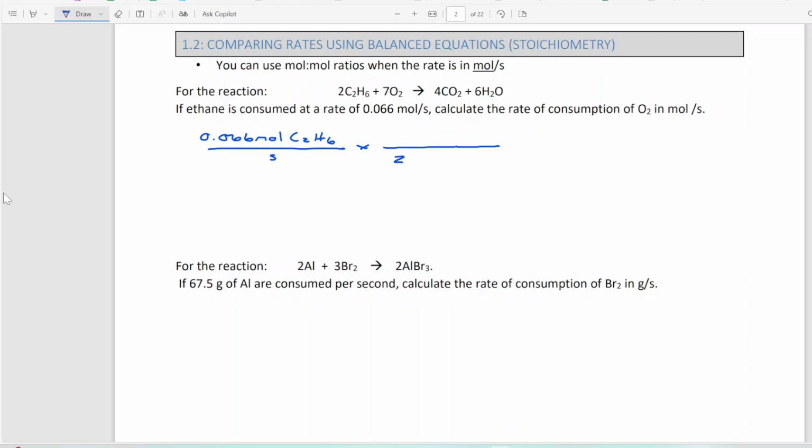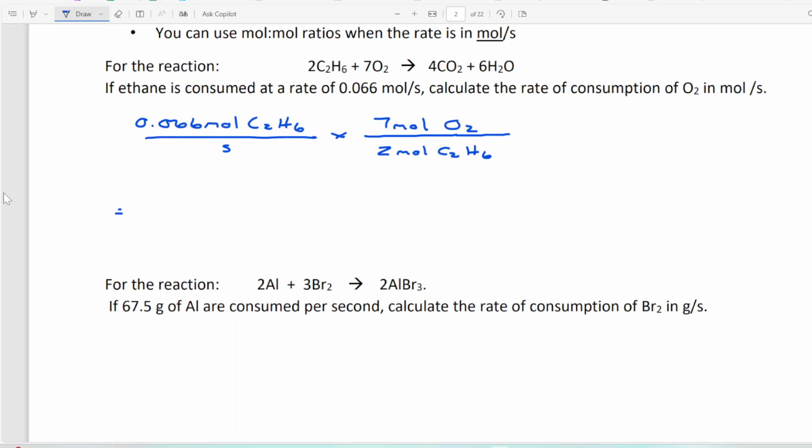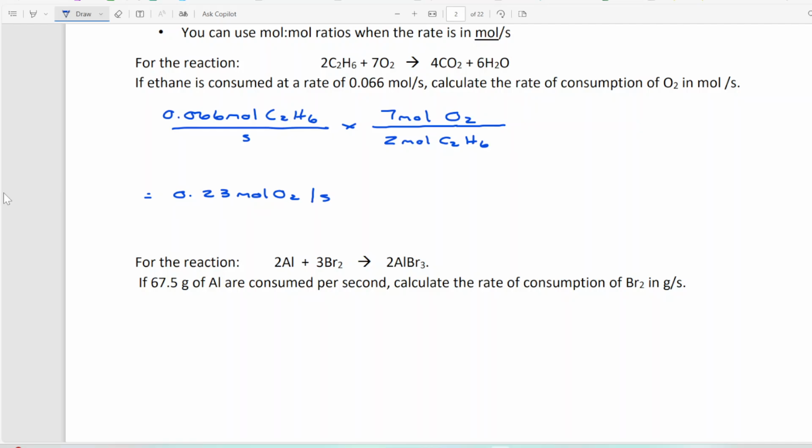So we know that 2 moles of ethane will consume 7 moles of oxygen. And then you plug that into your calculator. You get 0.066 times 7 divided by 2, and you're left with, to 2 sig figs, 0.23 moles of oxygen per second. Right? All right, let's make it a little bit harder.